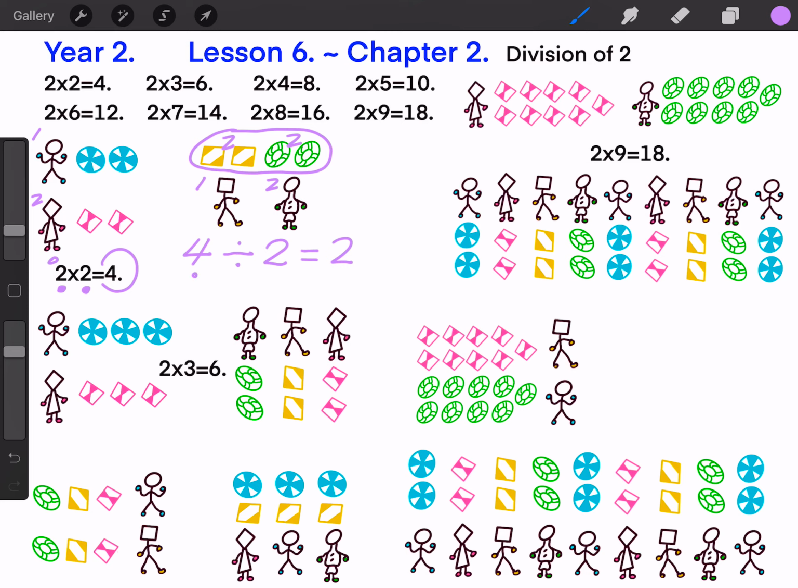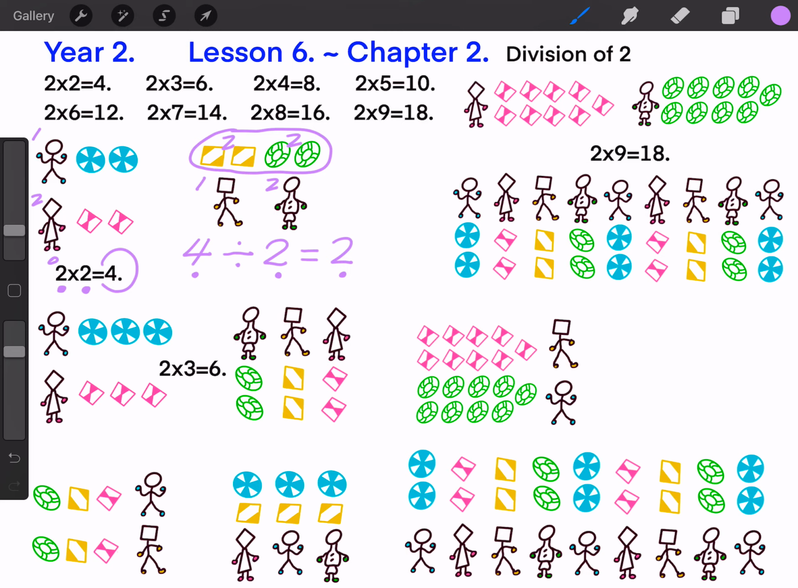4 candies distribute between 2 kids evenly. Each kid will get 2 candies. That's 4 divided by 2 equals 2.